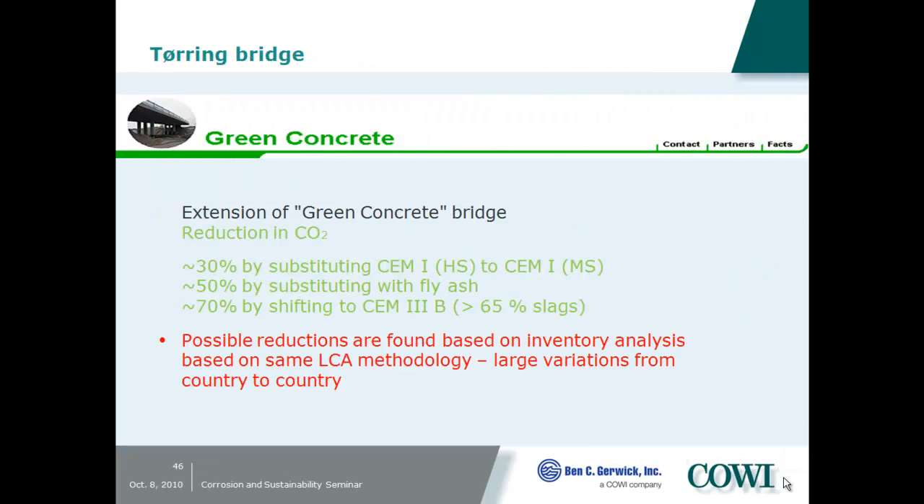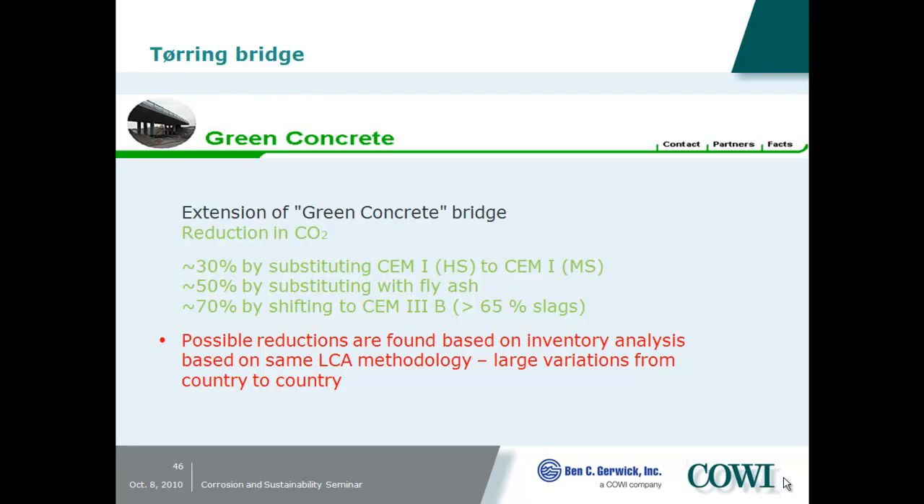Ten years back we participated in an innovation project called Green Concrete. Green is of course not only the color. The outcome of the project was that we in COWI designed a bridge called a green concrete bridge, because the concrete that went into it was designed to limit the CO2 emission, basically. This bridge is being extended. We did the design of that last year, and looking also at possible reductions in carbon dioxide in the mix composition.